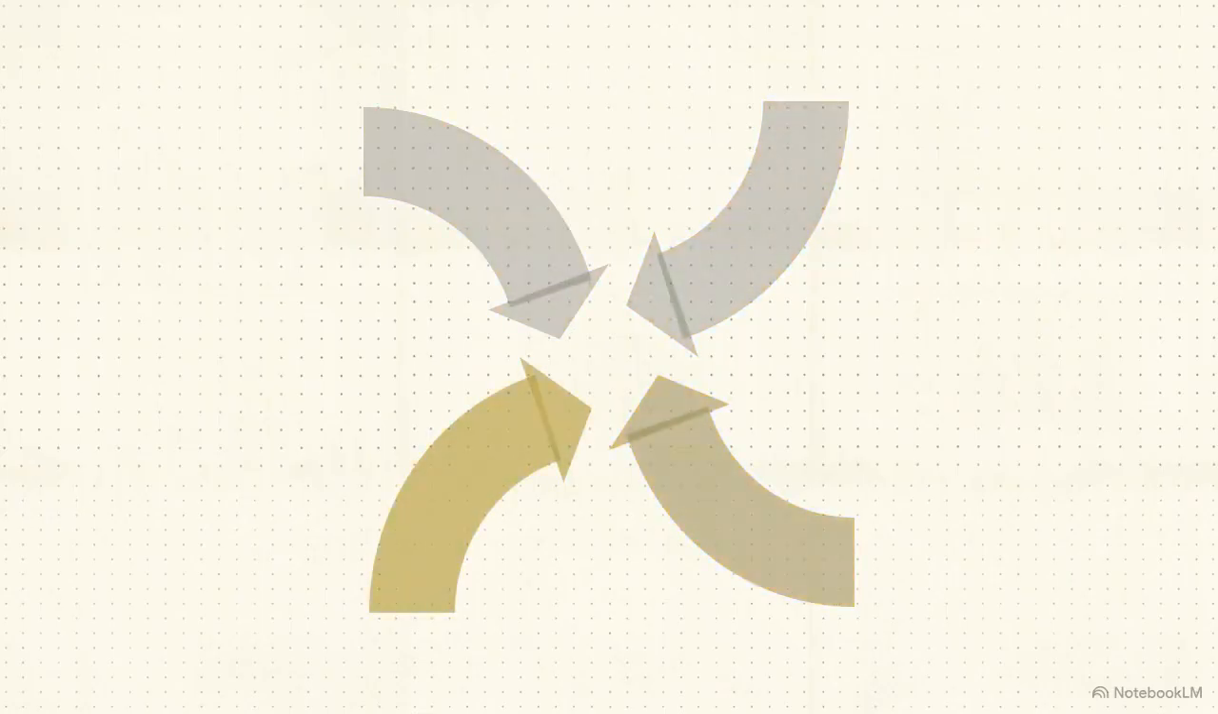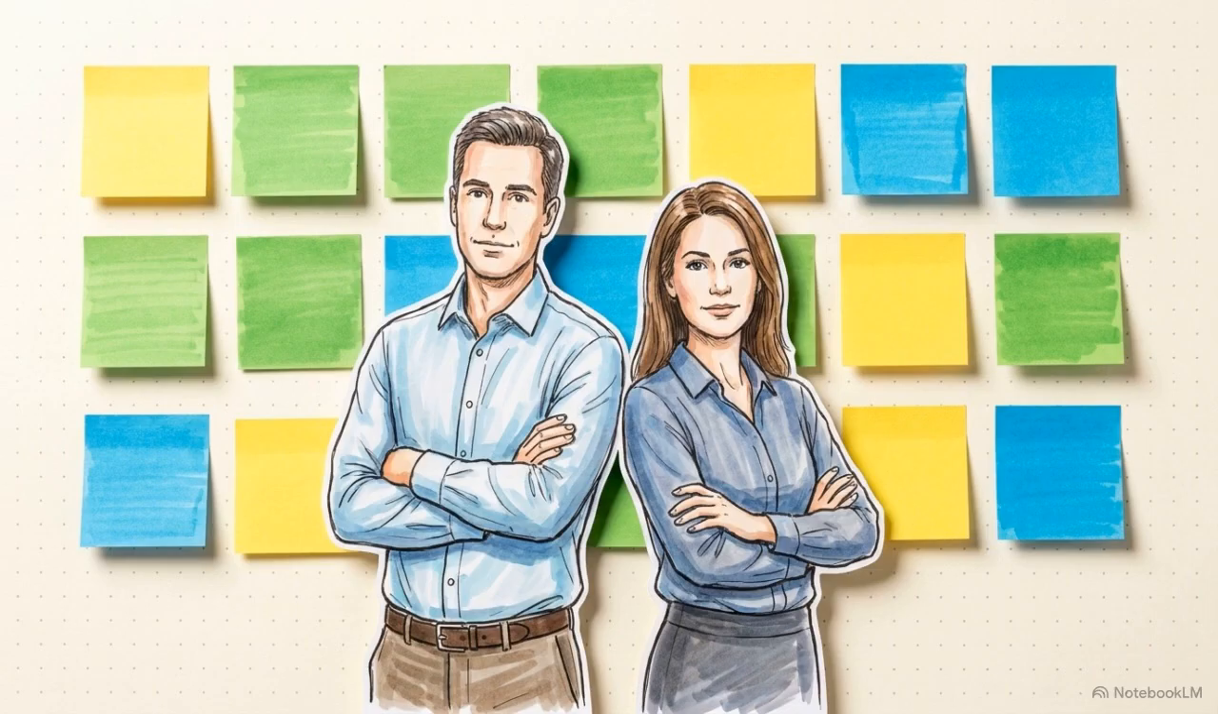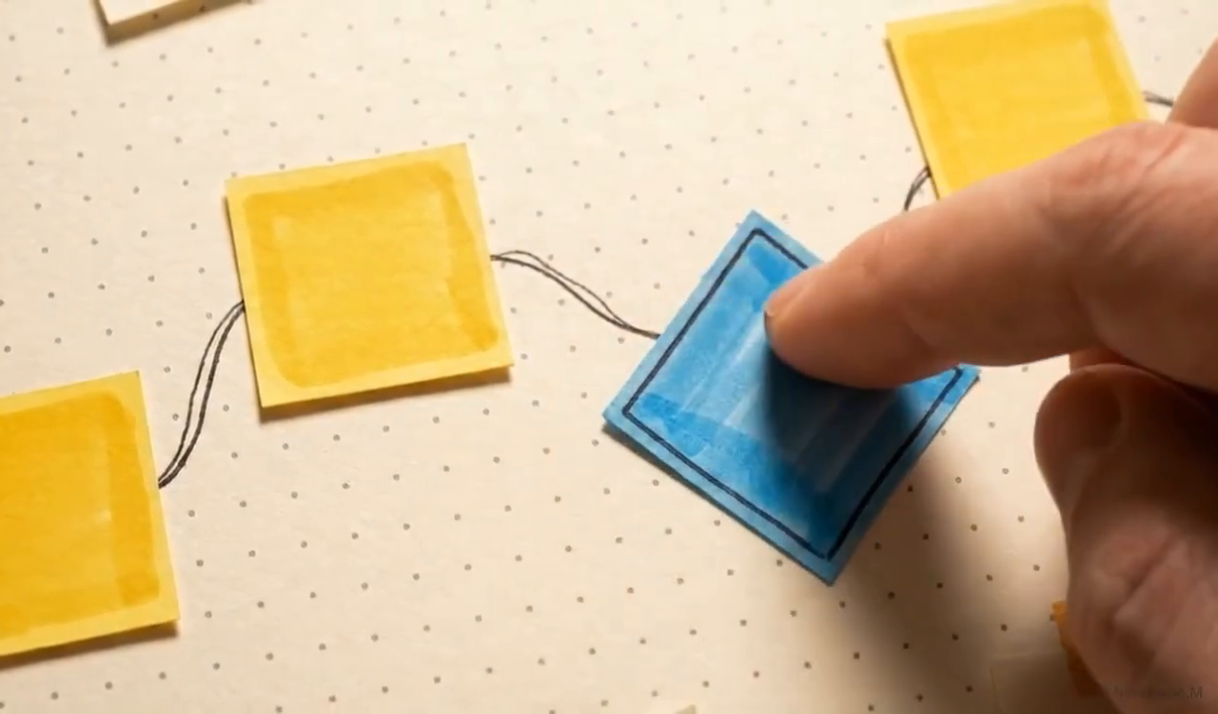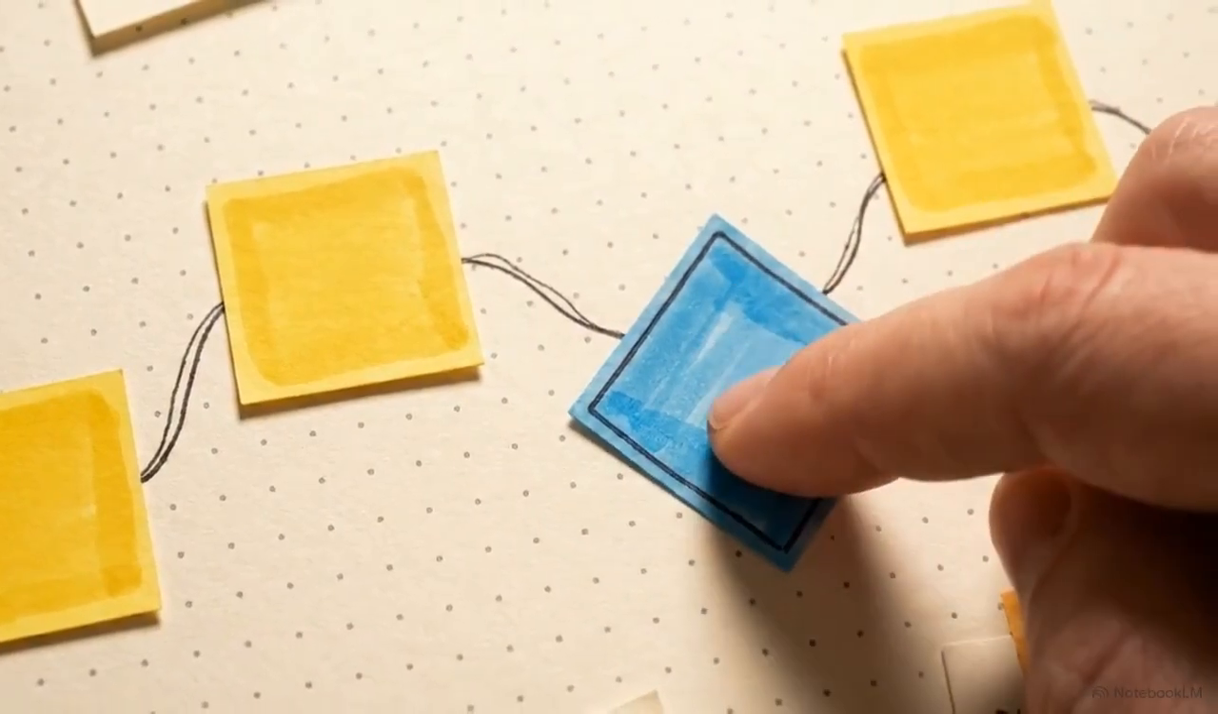of observation and refinement. Ultimately, this visual record moves the conversation away from individual performance. Instead of asking who is at fault for a delay, the team can look at the map to identify exactly which handoff or decision point in the system needs to be fixed.